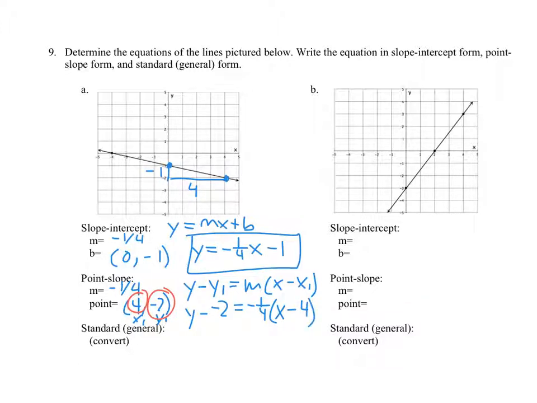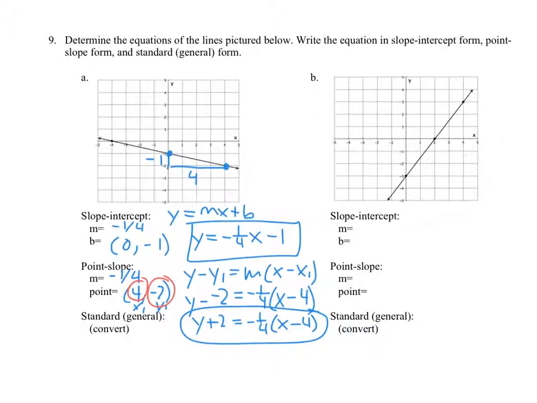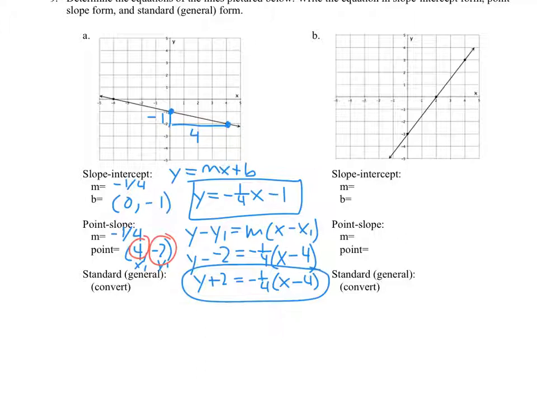And I'm going to simplify that. Instead of writing y minus negative 2, which looks confusing, I'm going to get y plus 2 equals negative 1/4 and x minus 4. And that's point slope. Now our last step is converting to standard form. I think it's a little bit easier from slope-intercept form. So I'm going to start with my slope-intercept form.